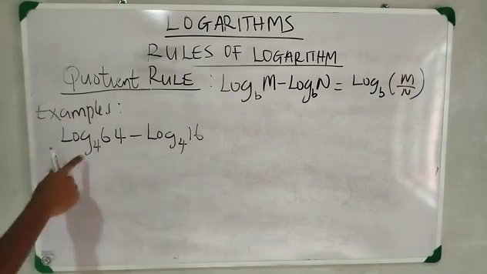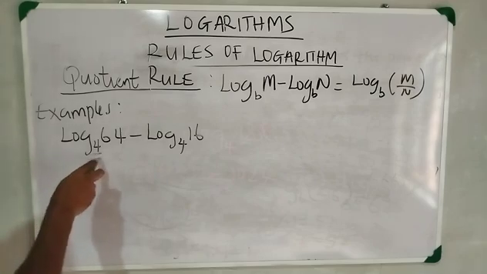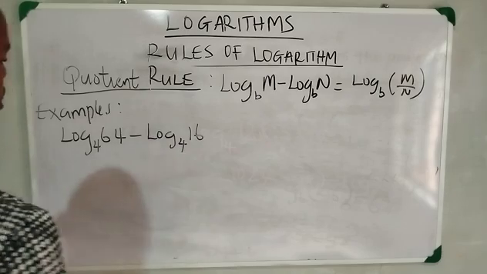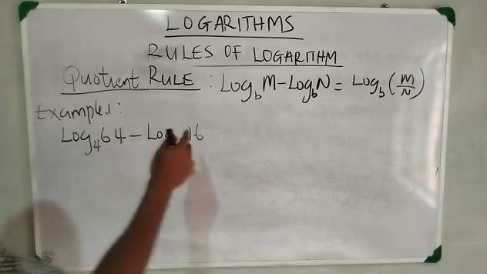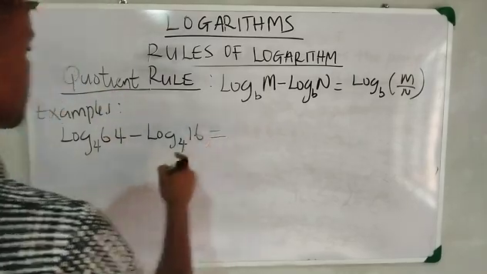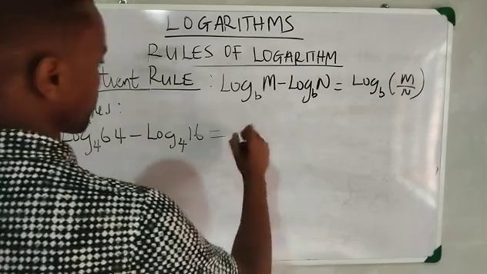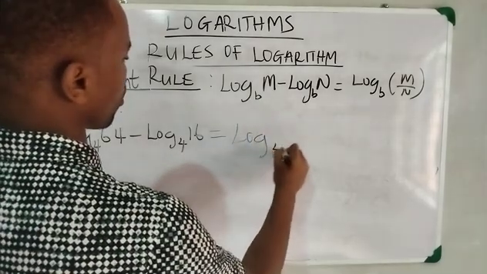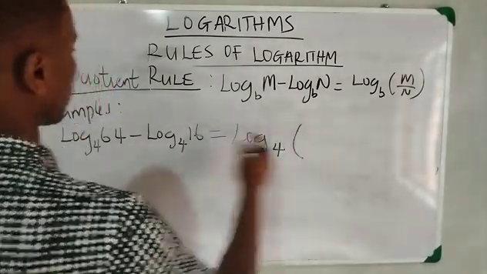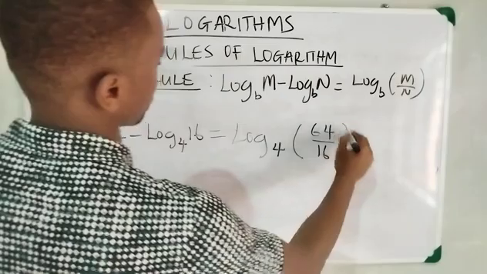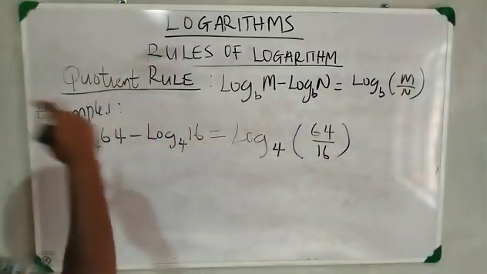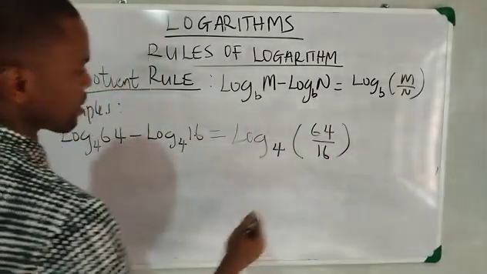The first thing is, are they the same base? Yes, they are both in base 4. Alright? So what we are going to do is apply the quotient rule. Since they are the same base, we write out the base first. Log 4, alright, of what? 64 divided by 16.